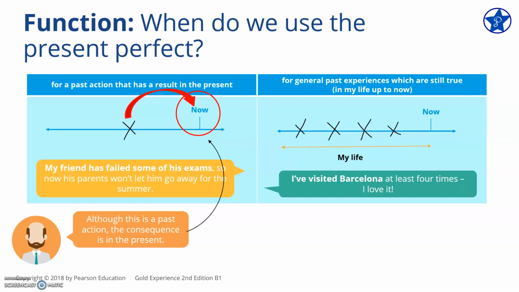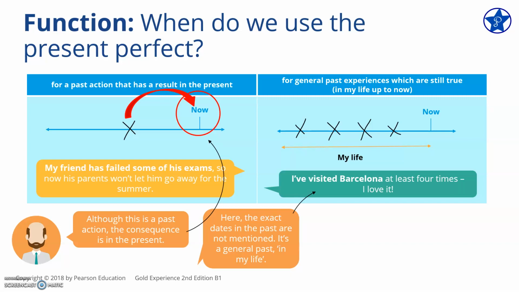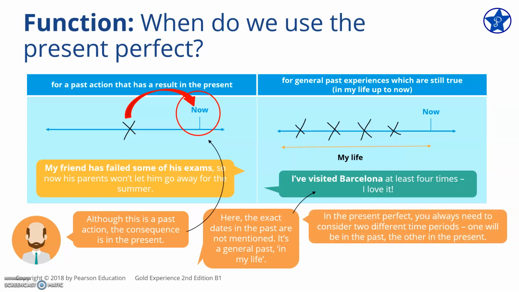You see, although this is a past action, I failed an exam at some point in the past, the consequence is in the present. Here, the exact dates in the past are not mentioned, it's a general past in my life, but we don't know exactly when. In the present perfect, you always need to consider two different time periods. One will be in the past, the other in the present.